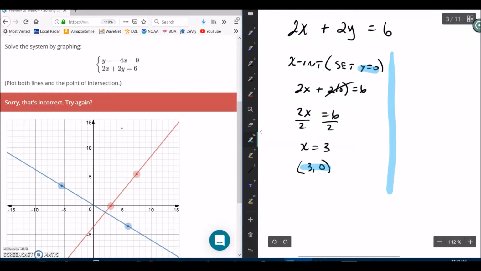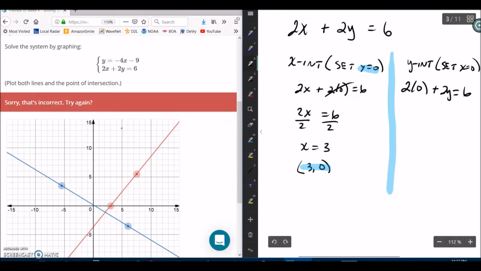You can find the y-intercept the same way. This time we let x equal 0, or we set x equal to 0, because the y-intercept is where it crosses the y-axis. And what we know about a point on the y-axis is that the x value is 0. So 2 times 0 plus 2y is equal to 6. I'm just replacing the x value with 0 and solving.